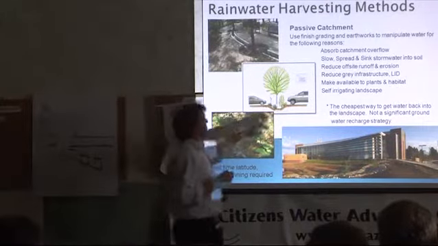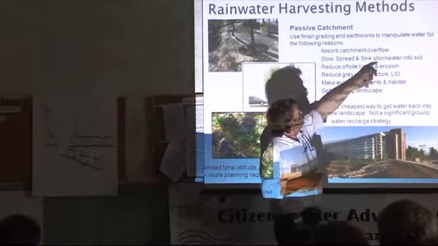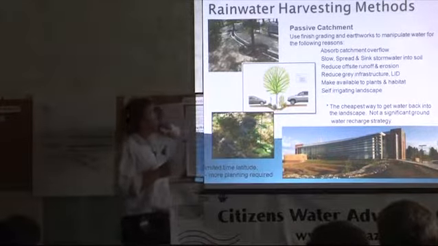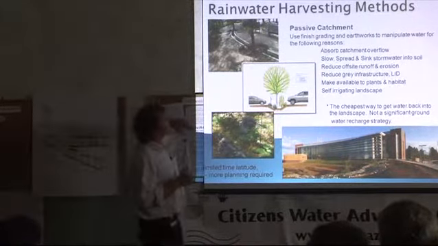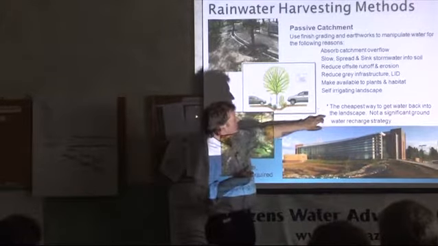So the mantra is slow it, spread it, and sink it into the soil to where it's available to the plants. Yeah, so cheapest way to get water back into the landscape.